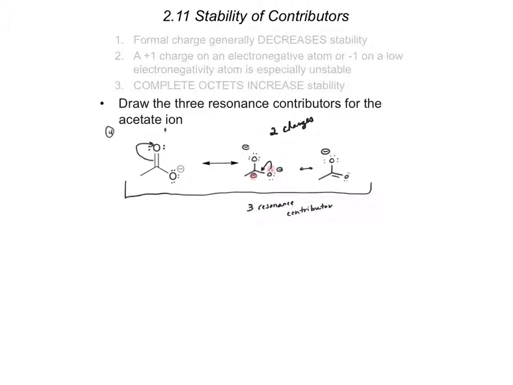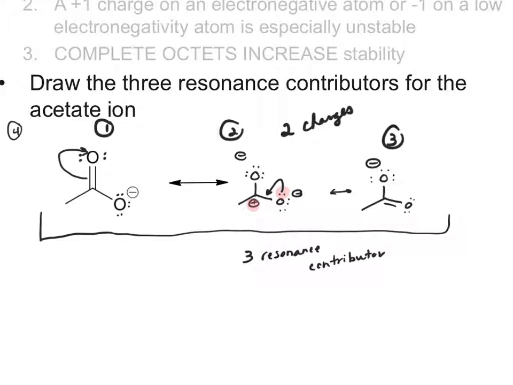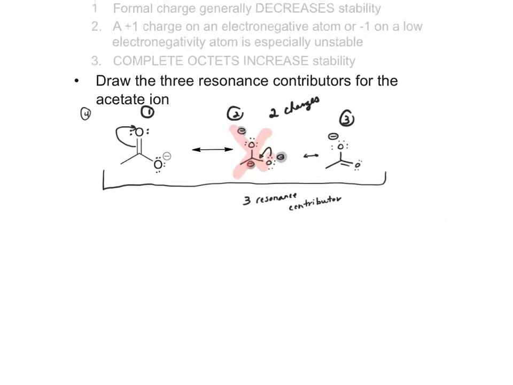So say this is structure 1, this is structure 2, and this is structure 3. If we look at structure 2, we actually have 1, 2, 3 charges here. Because of that, it is not a resonance contributor, right? We don't ever want to surpass 2 charges. Because it has 3 charges overall, it's not going to contribute anything to the overall structure. And so the only 2 resonance structures for this molecule are 1 and 3.